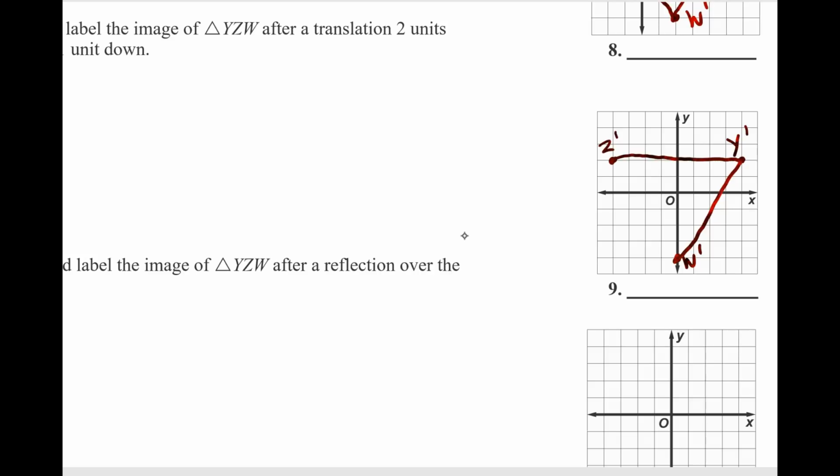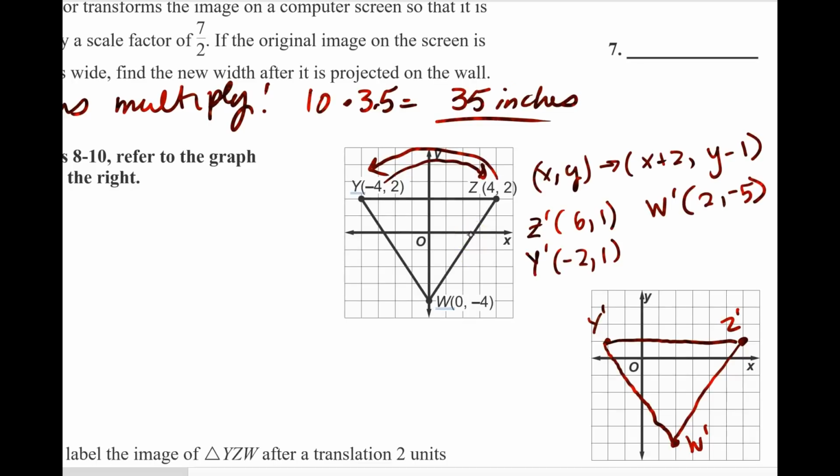How do we know this? Because when we reflect over the y-axis, your y's stay the same and your x's change signs. So this sign now becomes negative. Well, that's that ordered pair. This sign now becomes positive. Well, that's that ordered pair.